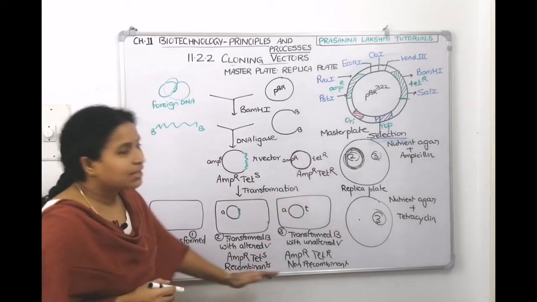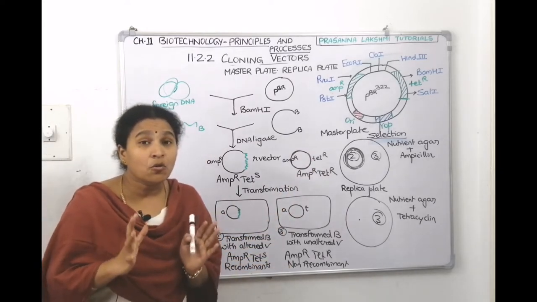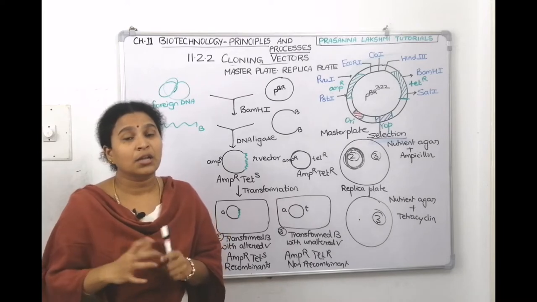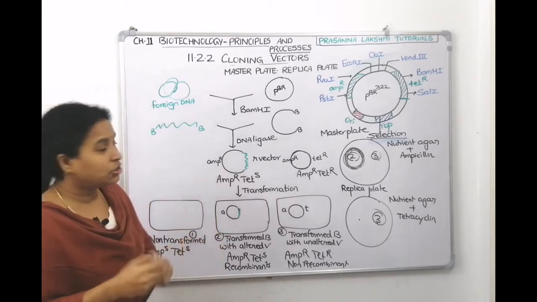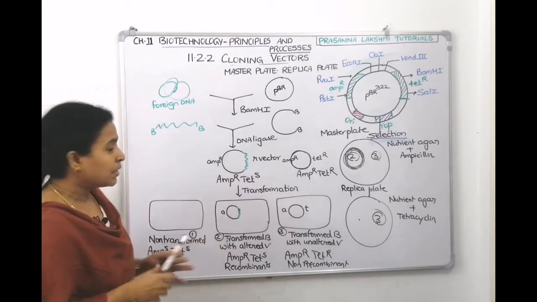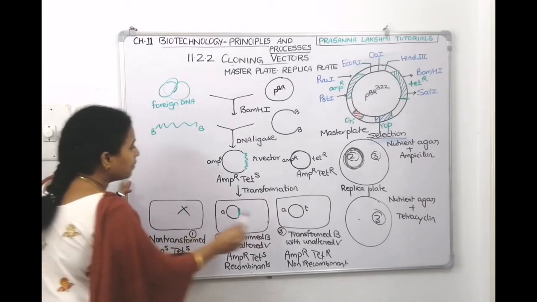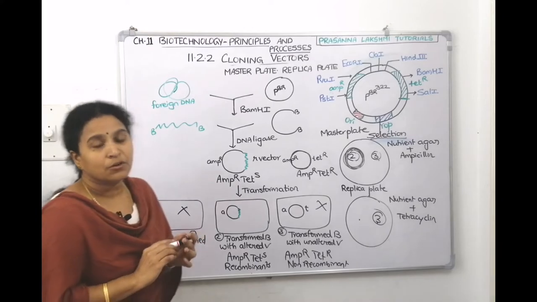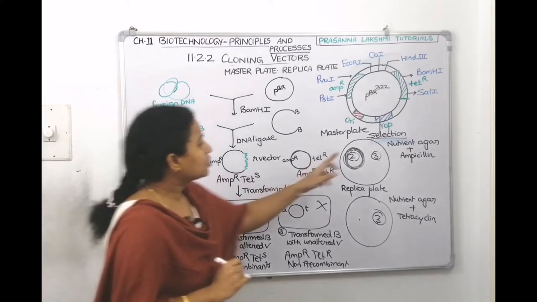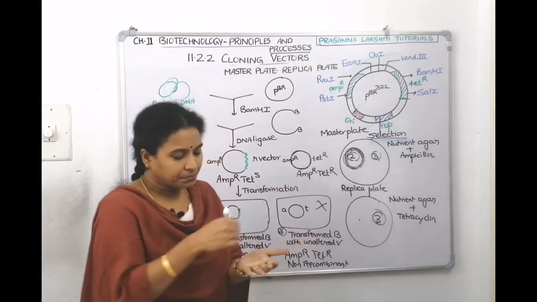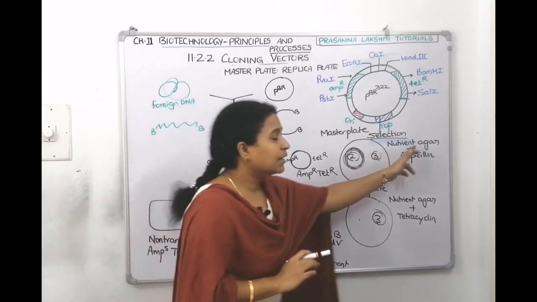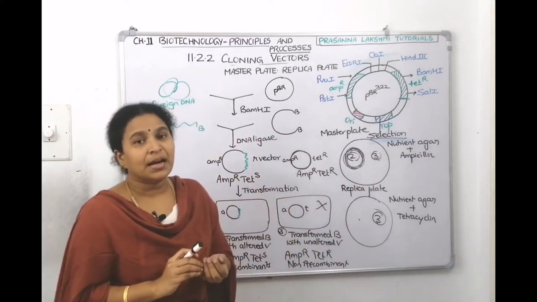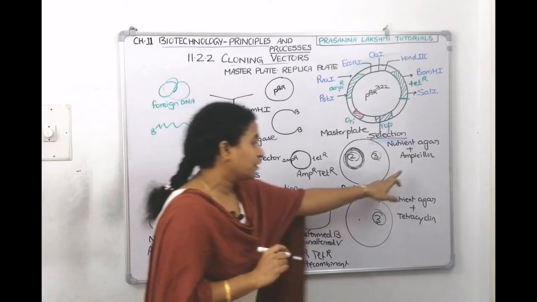So like this, you'll get three types of bacteria. Which bacteria do you want for bioprocessing and cloning? The one where your gene is there. In this bacterium, your gene is there. It means we want to eliminate the others and go with this bacterium. For that, you need to do selection. For that selection, we'll take a petri dish. In the petri dish, take nutrient agar medium. In that nutrient agar medium, add the antibiotic ampicillin.